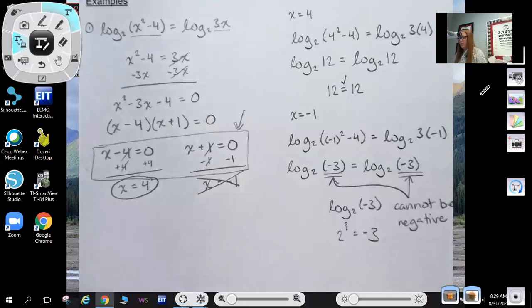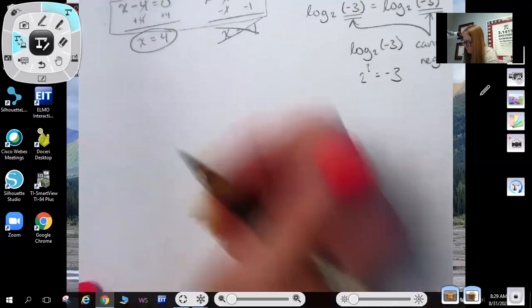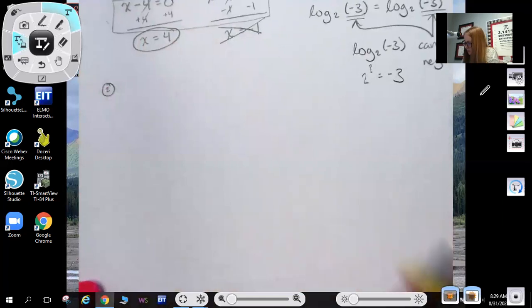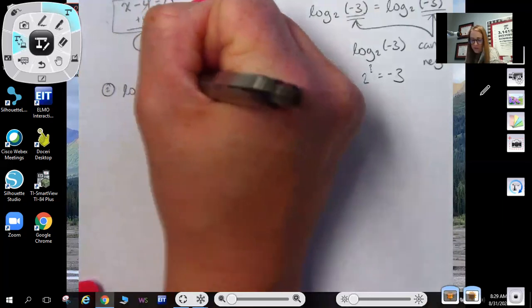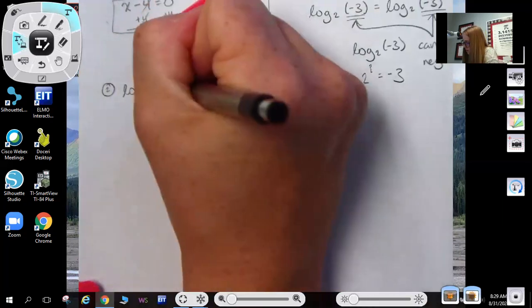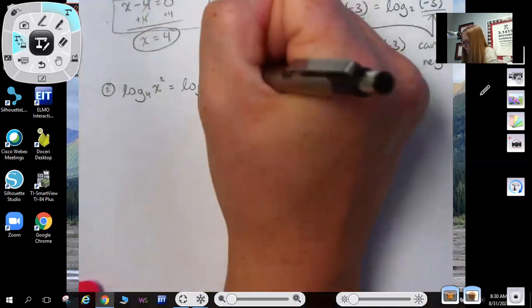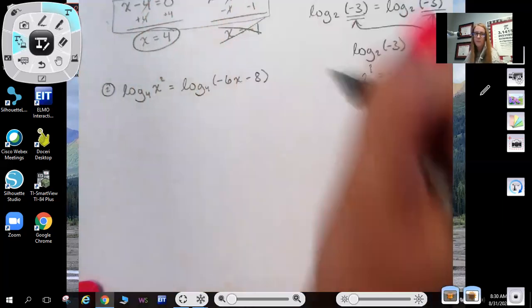All right, let's look at example number 2. Log base 4 of x squared equals log base 4 of negative 6x minus 8.